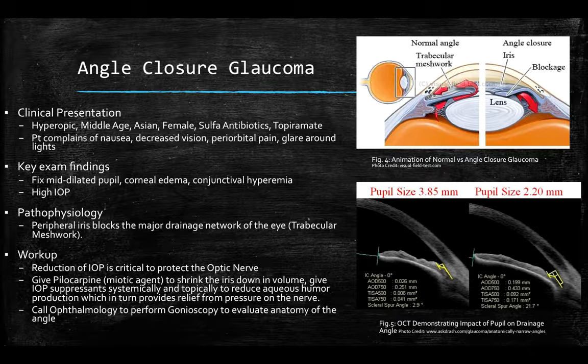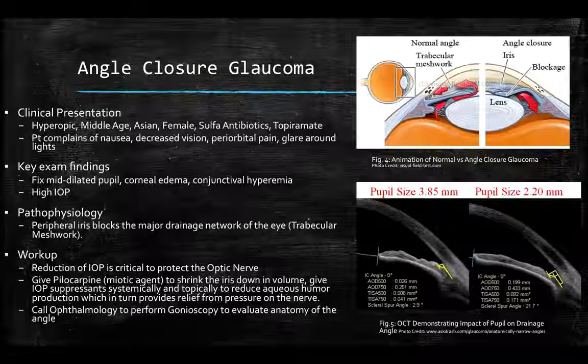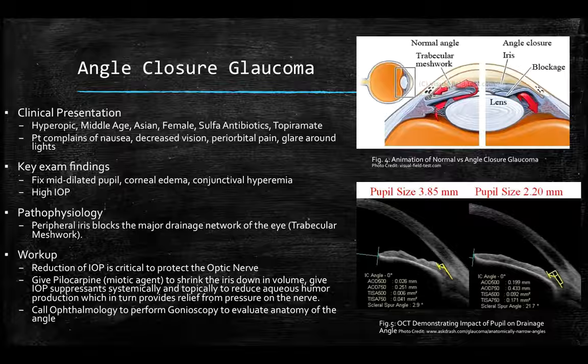So the other things to consider are, how do you work up angle closure glaucoma? Well, the reduction of the intraocular pressure is critical to protecting the optic nerve. You're going to want to give that pilocarpine. It's a miotic agent, which is going to shrink the volume of the iris and pupil down. You're going to want to give intraocular pressure suppressants, as we mentioned. You can give those systemically and topically. All of this is going to provide relief from squeezing on the optic nerve, which is the most critical element to consider. You're also going to call your ophthalmology colleagues to perform gonioscopy to evaluate the anatomy of the angle.